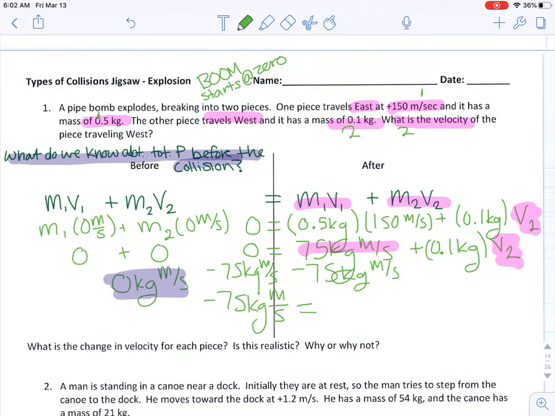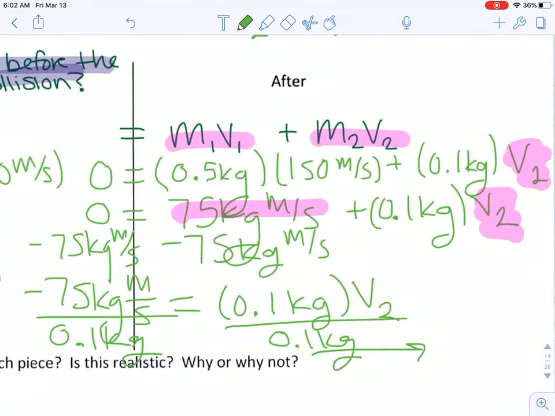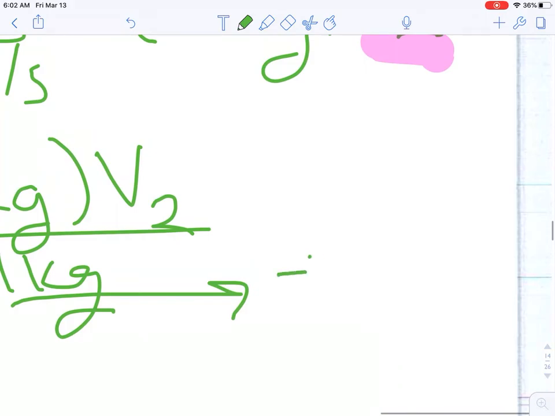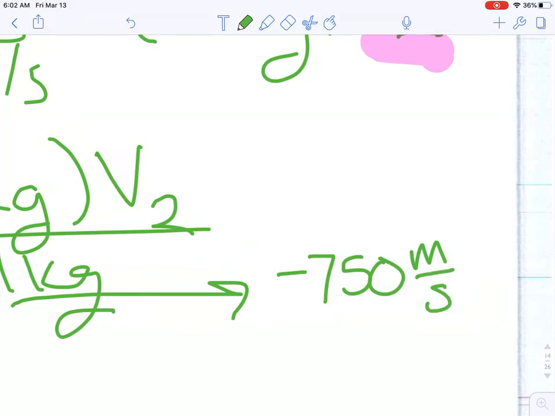And so that means we've got negative 75 kilograms times meters per second, which is momentum, is equal to 0.1 kilograms times V2. We're going to divide by that 0.1 kilograms. And again, I ran out of room, so I'm going to write my answer off to the right. Negative 75 divided by 0.1 is going to give us a big old negative 750. And this is meters per second, and it is V2. And that's going to be our final answer.